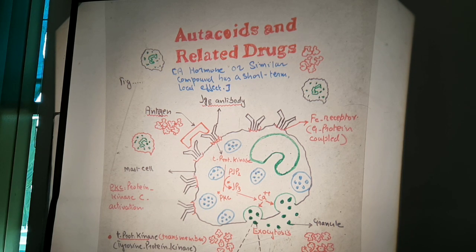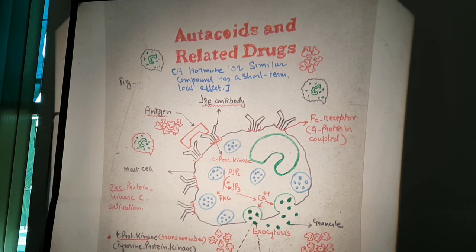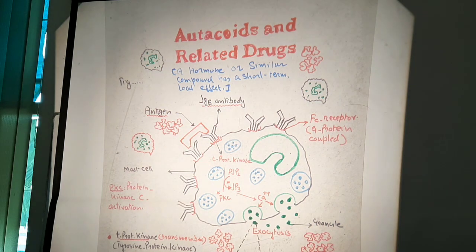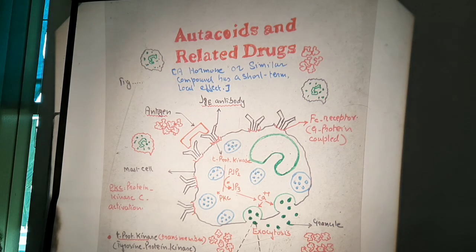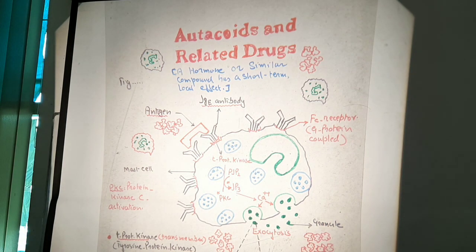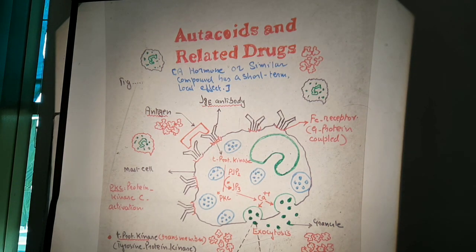You can see that this black color shows the mast cell membrane. These are the vesicles in blue color. In this blue color, the dots or spots are actually the granules. You know that these autocoids, or histamine, are stored in the granules and then released from these granules by a process known as exocytosis.